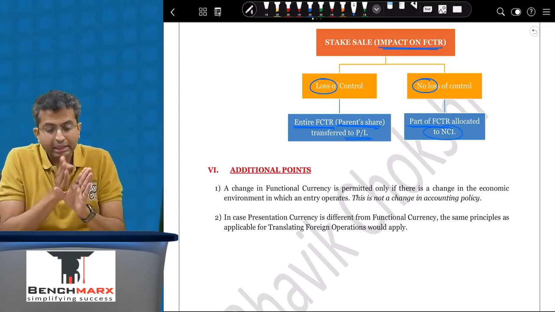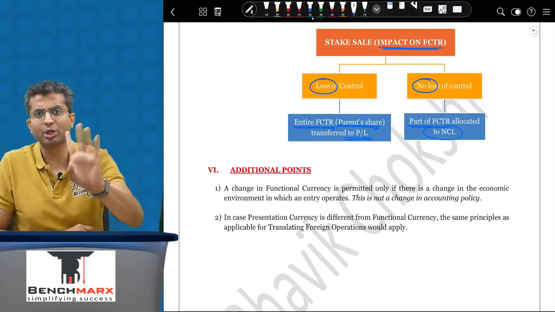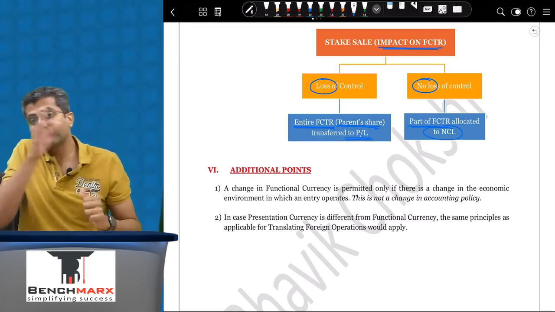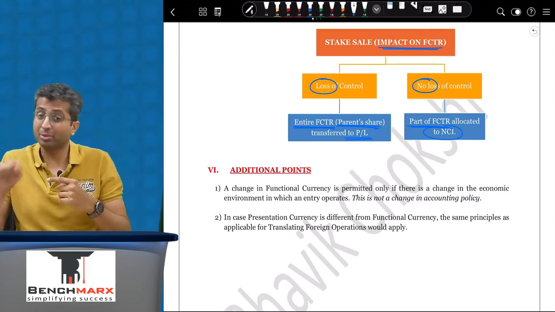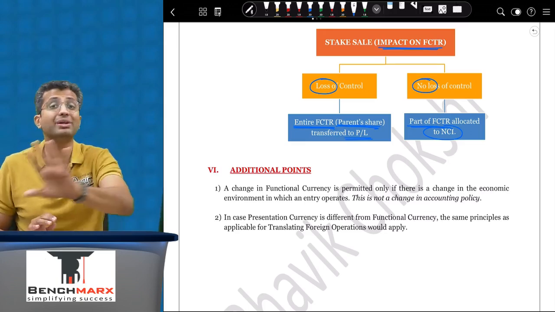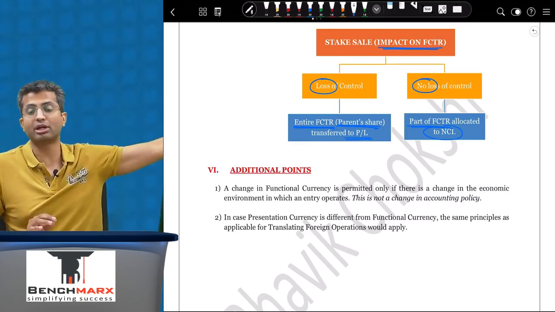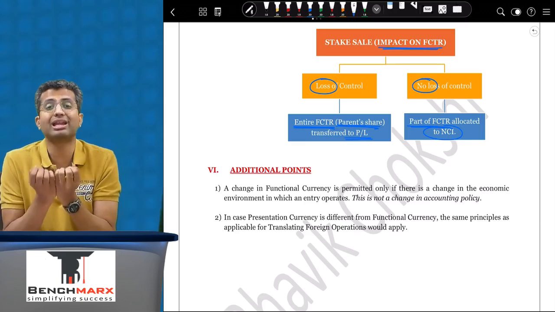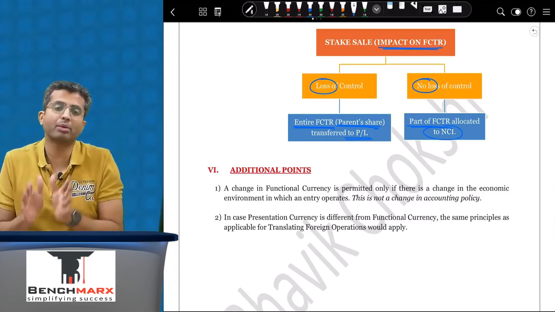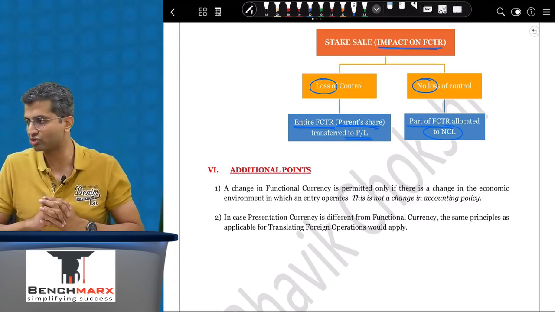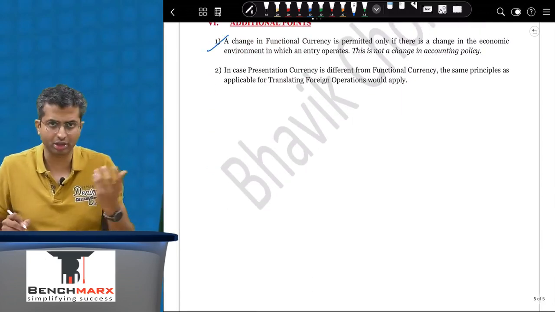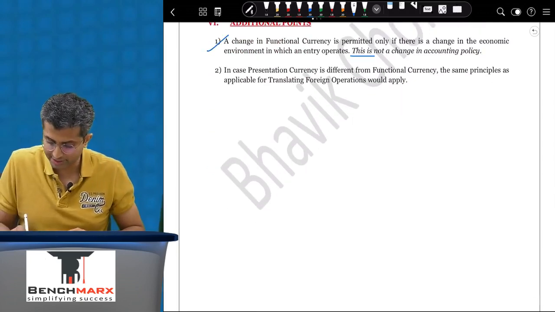In which case, till the year 2020, our primary economic environment was the Indian environment and hence rupee was the currency. After 2020, the primary economic environment is the dollar and hence now the future accounts will be in dollars. That does not mean this is a change in accounting policy which requires a retrospective restatement. No, it is a change in an actual fact, in an actual scenario, and hence the effect will be from the year when you actually change the primary economic environment. And this is not a change in accounting policy.